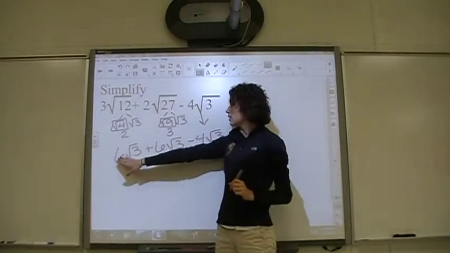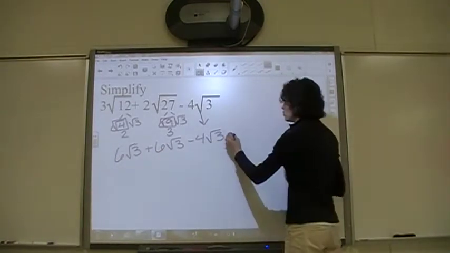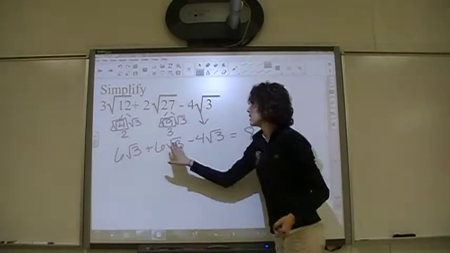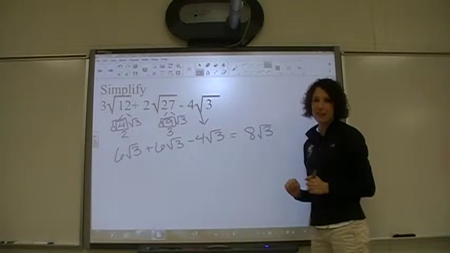So let's add them together. 6 plus 6 gives me 12, minus 4 gives me 8. So you have 8, and then just think of a radical 3 like an x and just tap it on the back. 8 radical 3 is my final answer.